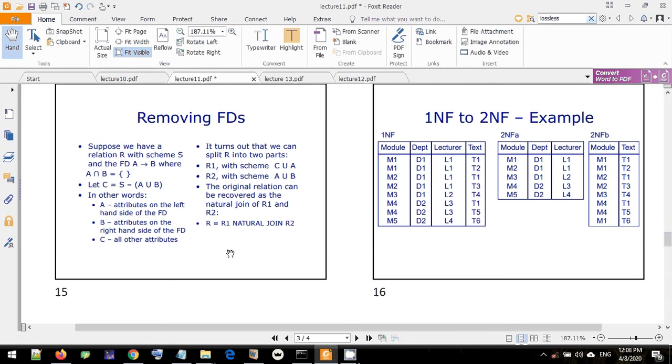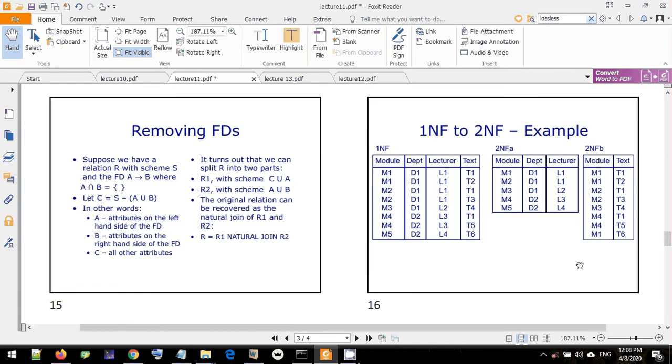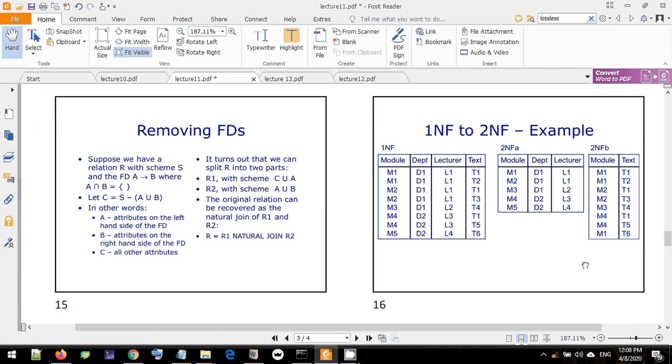It turns out that we can split R into two parts. R1 will have a scheme of C union B, and R2 will have a scheme of A union B. The original relation can be recovered by performing a natural join between R1 and R2. That is, R equals R1 natural join R2. Now let us see how we can split this and obtain the second normal form.